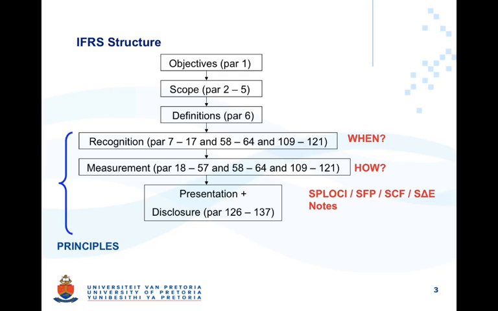IAS 36 again exhibits the typical structure of a financial reporting standard, having an objective being to impair the assets, a scope paragraph with inclusions and exclusions, and the definitions, recognition, measurement, and presentation and disclosure. These principles all flow through again from the framework.